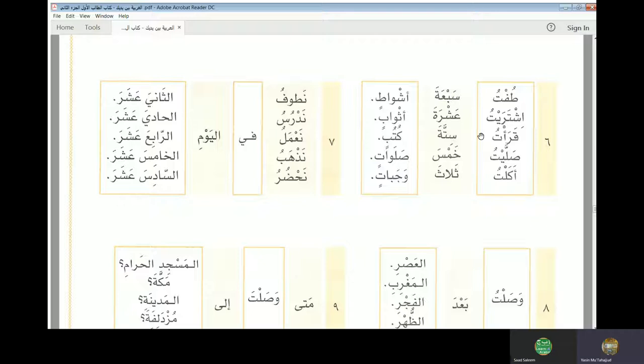Salaytu khamsa salawatin. I prayed five prayers. Akaltu thalatha wajabatin. I ate three meals. Okay, I guess I'll keep reading.